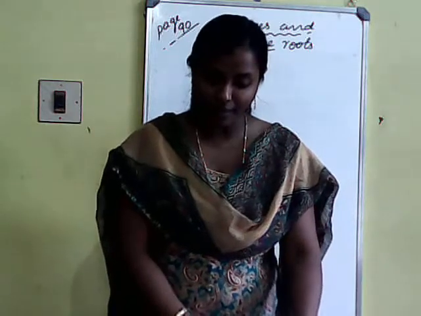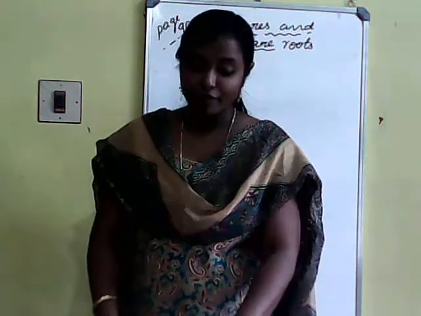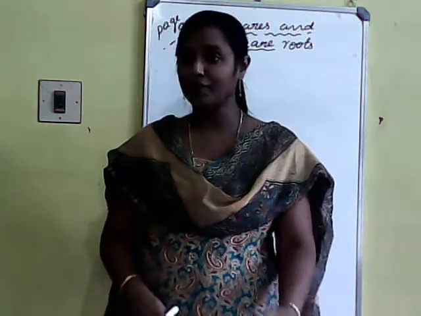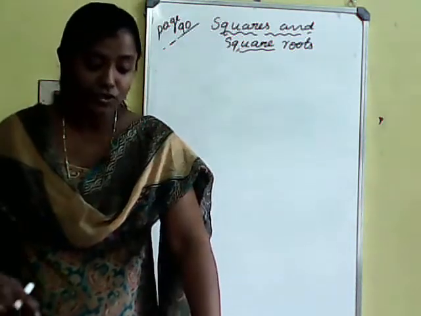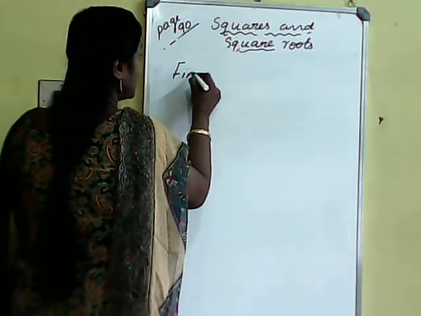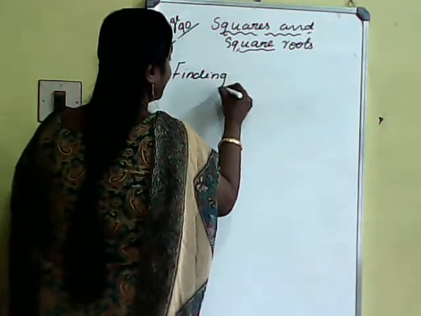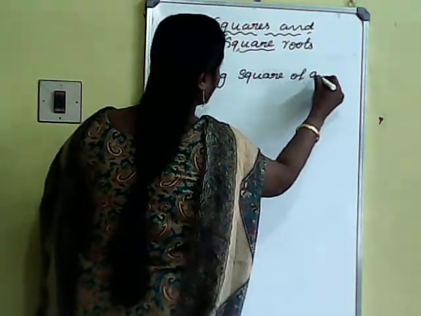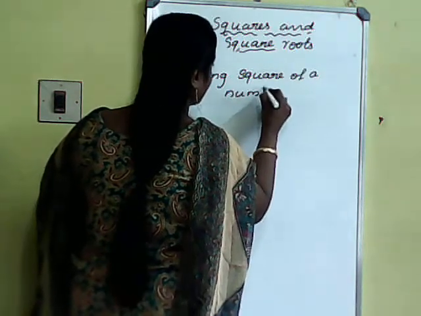So I will start from page number 97, finding the square of a number. Exercise 6.1 is a deleted portion. That's why. So finding the square of a number. Okay, that is the important one. Finding the square of a number.